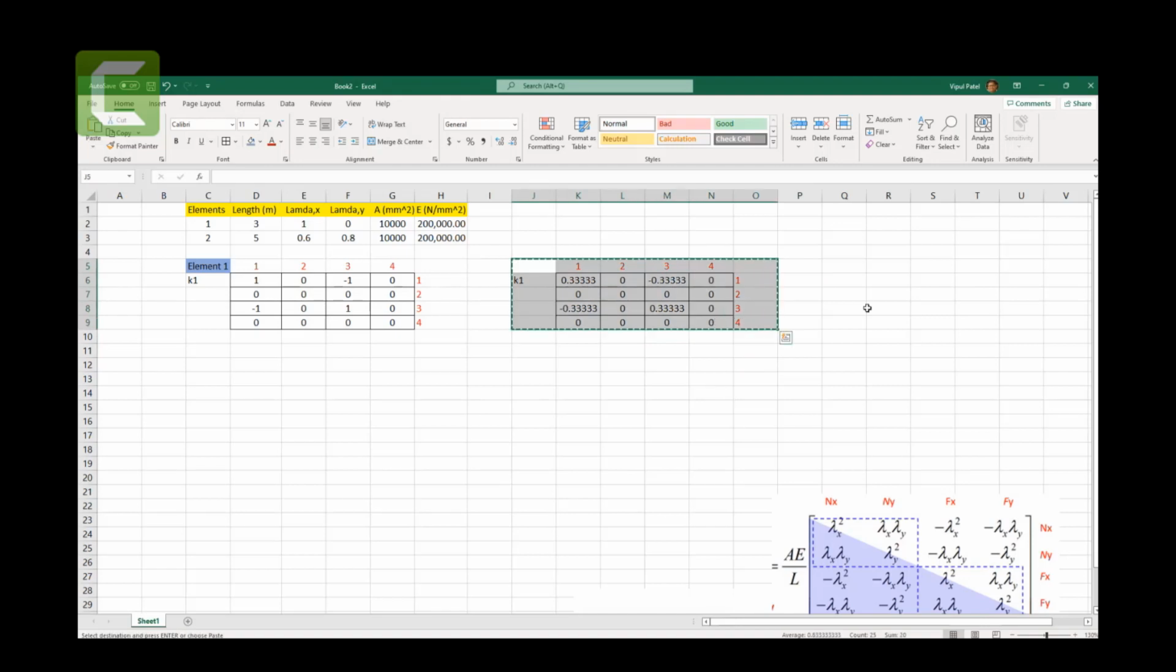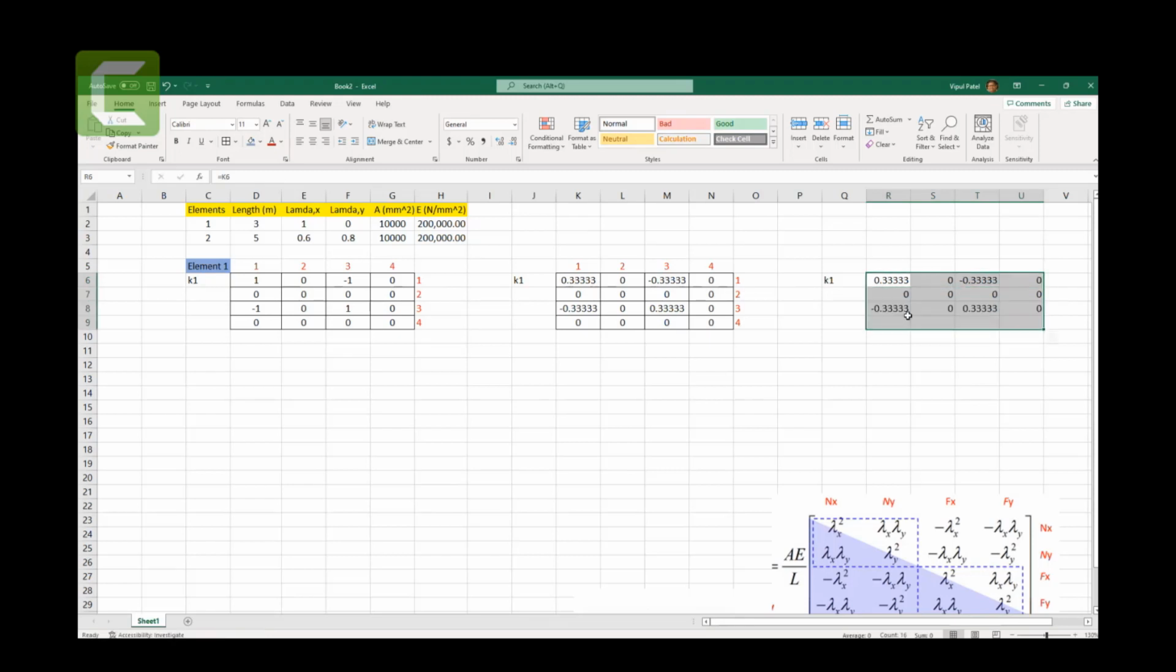Then we need to have a global matrix. We can't copy these ones because sometimes it does not work. So K1, and we just put it here, 1, 2, 3, 4, and 1, 2, 3, 4, right? So you just copy it in that format. And here you have 1, 2, 3, 4.